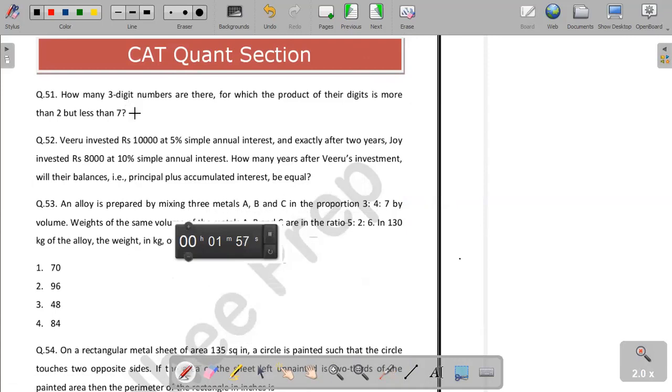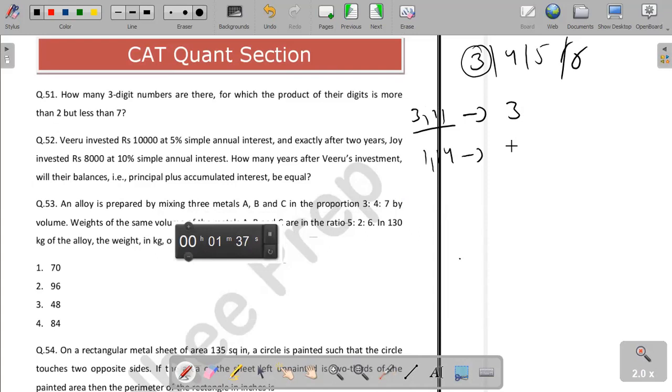How many three-digit numbers are there for which the product of their digits is more than 2 but less than 7? More than 2, that is, it could be 3, 4, 5, and 6, and less than 7. Three-digit numbers. So if we take the case of 3, that is 3, 1, 1. These numbers are 3 factorial by 2 factorial, 3 numbers. For the case 1, 1, 4, the number would be 3. And if I go with the case 2, 2, 1, then also the number would be 3.